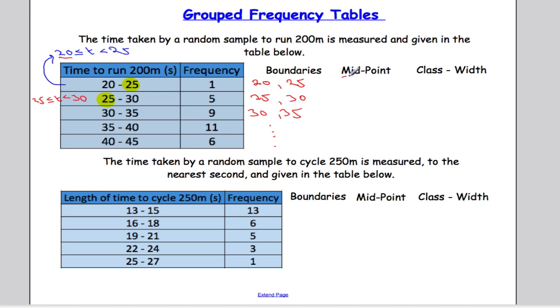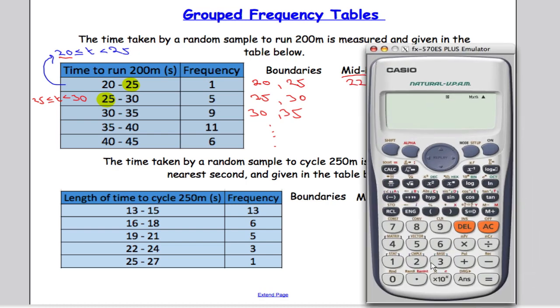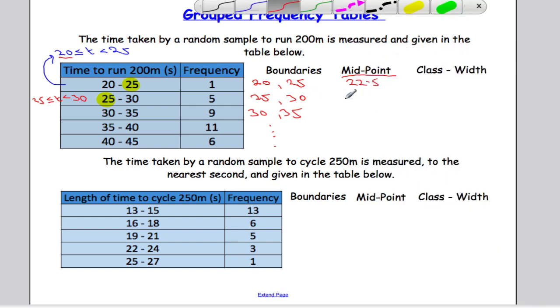The midpoint is gained by adding together the two boundaries and dividing by 2. Now in this case you can clearly see it's 22.5, but if you're just not sure and you don't believe me, let's just check it out. Adding together the lower bound plus the upper bound and then dividing the answer by 2. And as you can see, that's 22.5. Second one is going to be 27.5, and again so on and so forth.